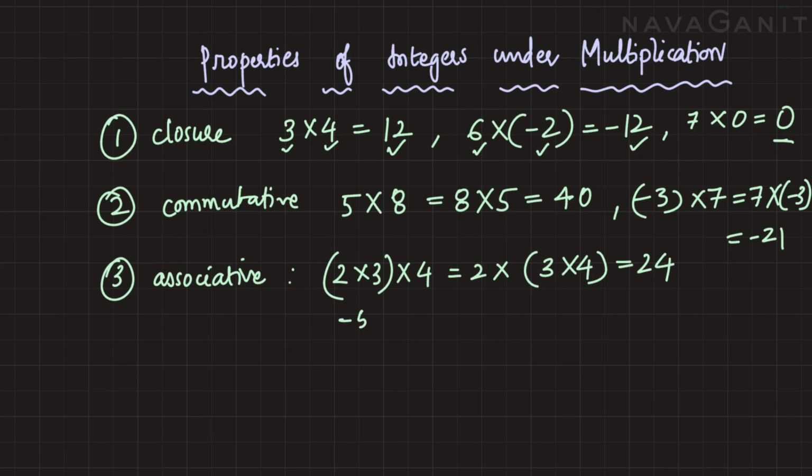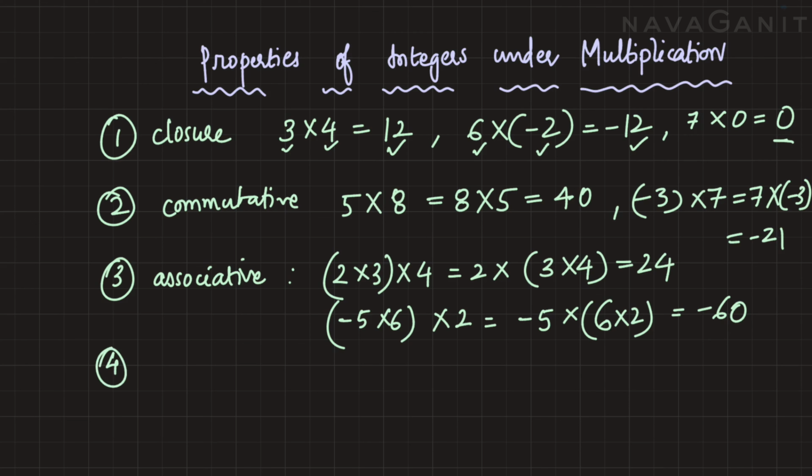Similarly, if I multiply minus 5 and 6 and then multiply with 2, or if I set aside minus 5 and multiply 6 and 2, the result would be minus 60. So the grouping does not change the product.